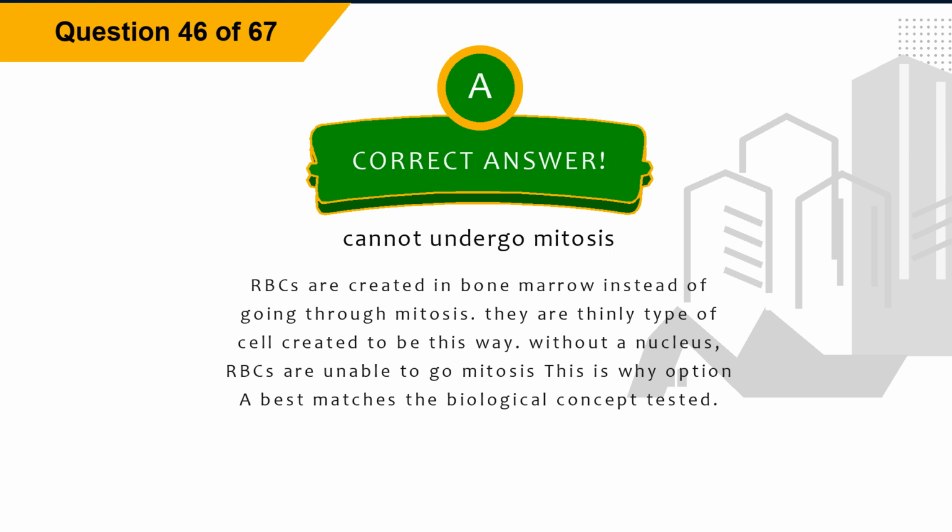Explanation. RBCs are created in bone marrow instead of going through mitosis. They are a specific type of cell created to be this way. Without a nucleus, RBCs are unable to undergo mitosis. This is why option A best matches the biological concept tested.